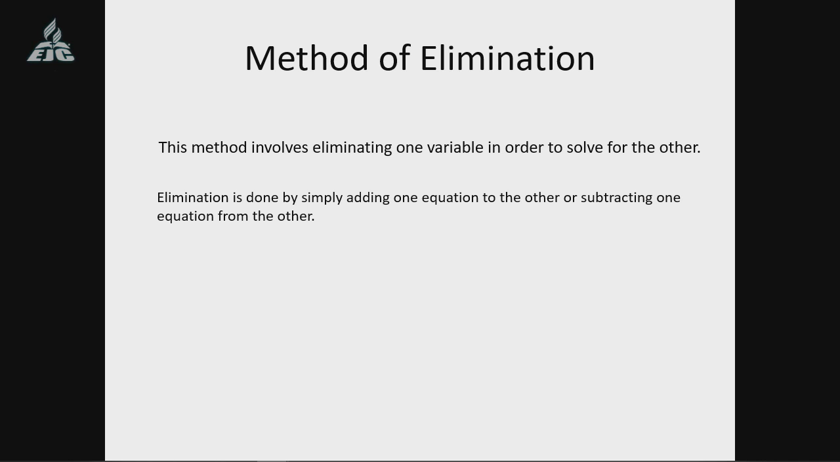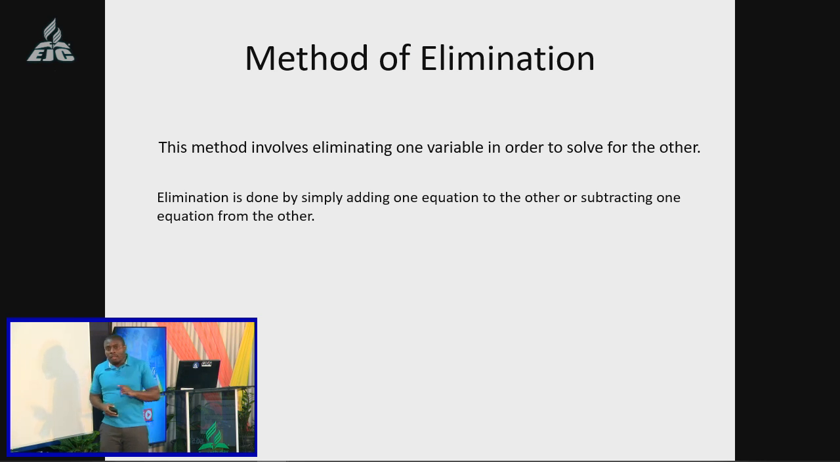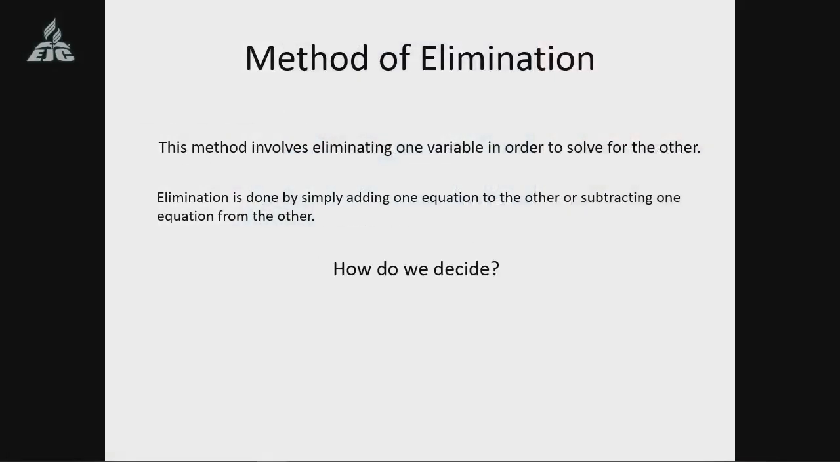So elimination is done by simply adding one equation to the other, or subtracting one equation from the other equation. You might ask, how does adding an equation to another equation or subtracting an equation from the other equation suffice for elimination? Well, we have to first examine the equations to see what is the best thing to do. However, there are certain conditions that must be met before we decide whether we're going to add the equations or subtract the equations. Now, these are the conditions. So how do we decide?